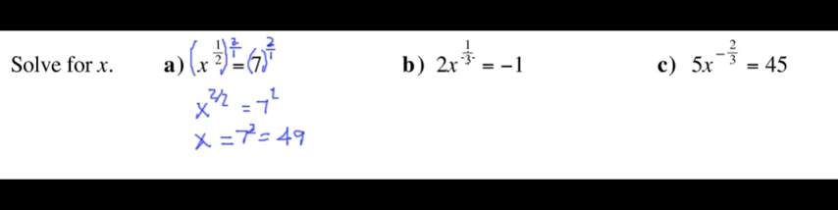2x to the 1/3, bit of a trap here. Well, I guess it's not so bad. We want to put this to the power of 3/1 because it'll strip this off, but it's ideal if the x is by itself before you do that. It's not good to have this 2 out in front. So the first thing I recommend doing here is divide both sides by 2. So we get just x to the 1/3 equals minus 1/2. That's more like it.